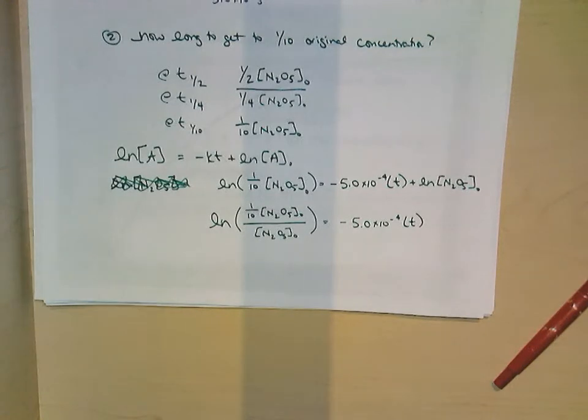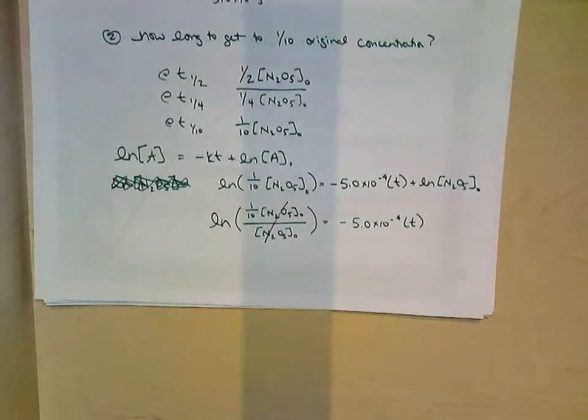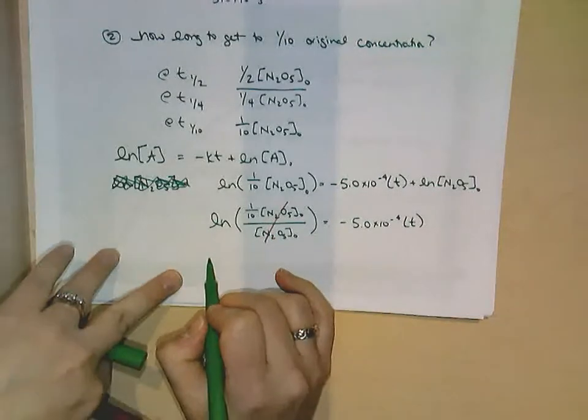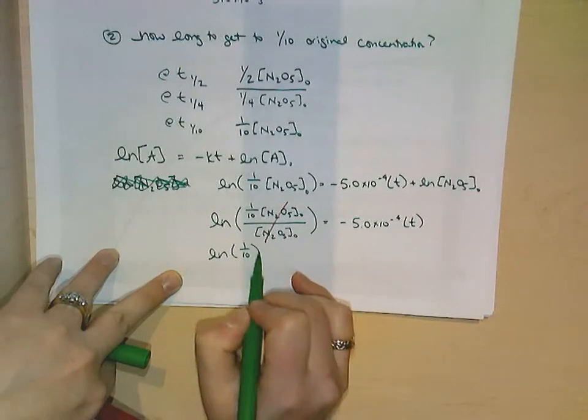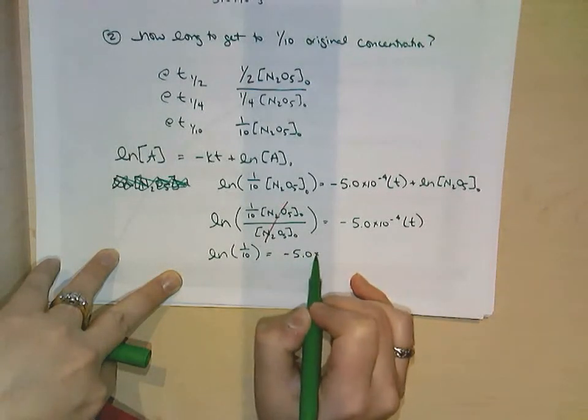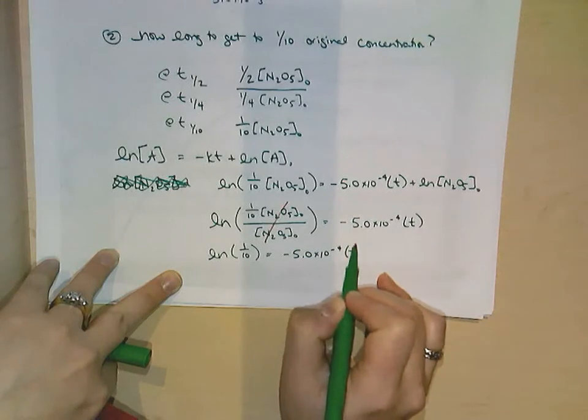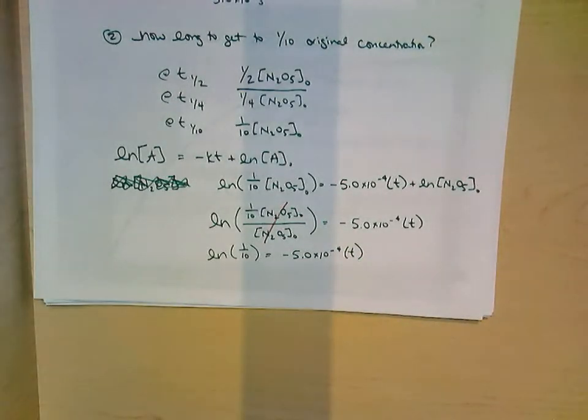That move is genius. Why is that genius? I can cancel out some stuff. Bam, gone. So now I just need the natural log of 1/10. And we're probably a whole minute away from solving it, depending on how fast you are at your calculator. I am pretty slow, so it'll probably take me a little longer than that.